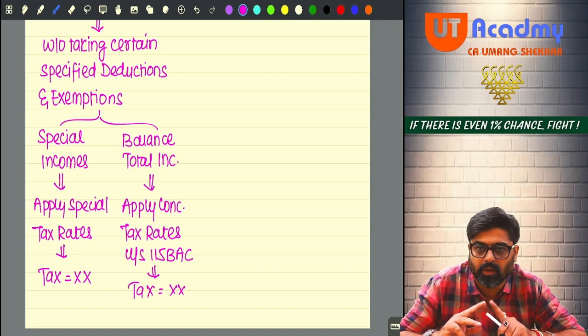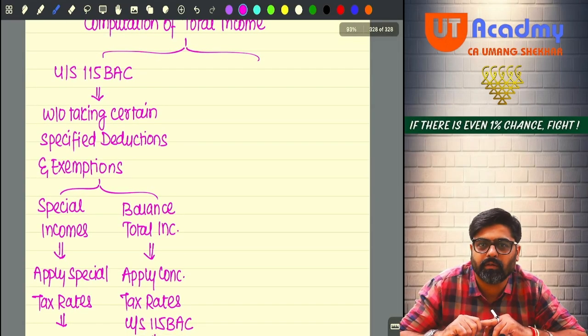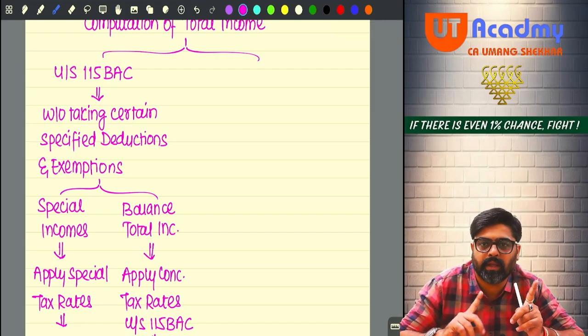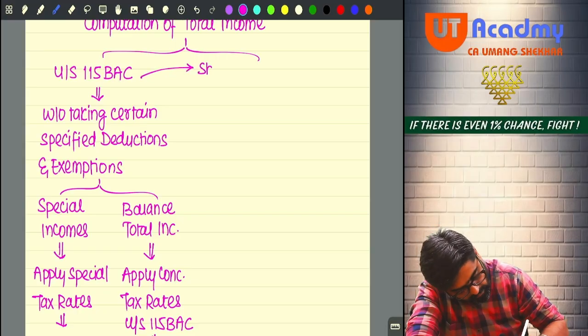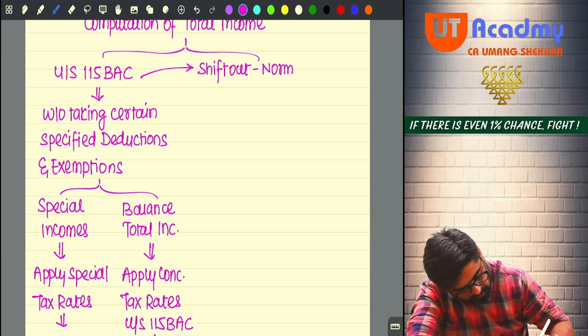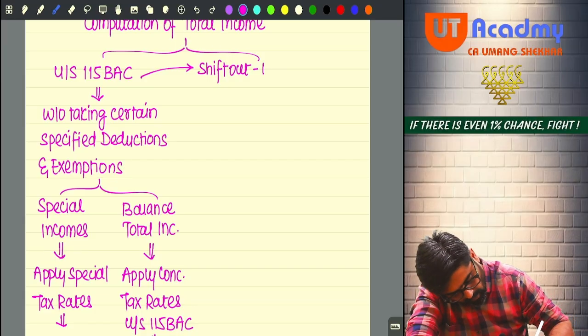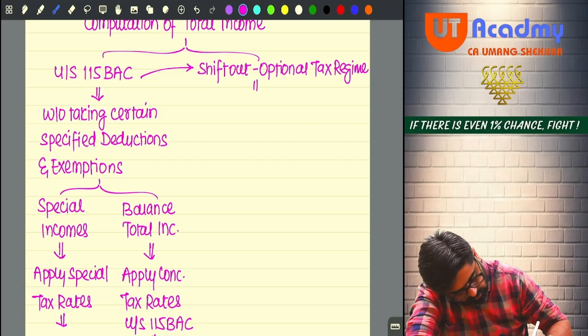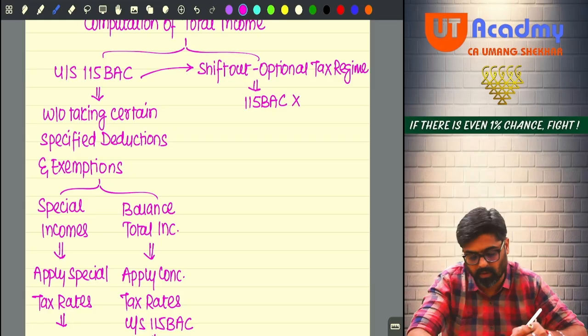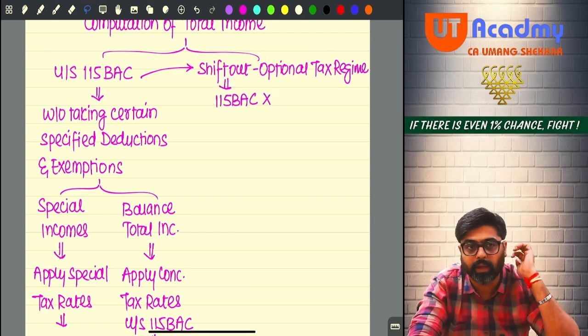But these rates will be allowed only if you don't take certain deductions and exemptions. And now this is your default scheme. If you don't want to follow it, you want to claim all the applicable deductions and exemptions, then you'll have to shift out. So from 115BAC you shift out, and you go to the optional tax regime. This is when you don't follow 115BAC. Shift out means you are not following 115BAC. So you are going to the optional tax regime.